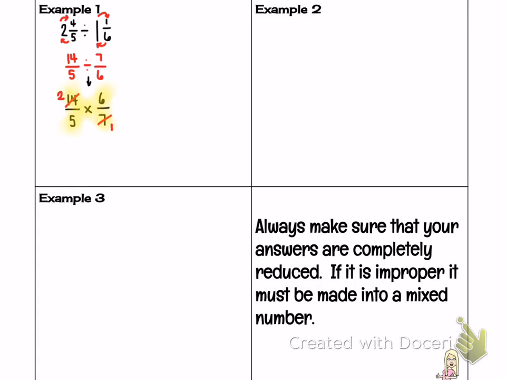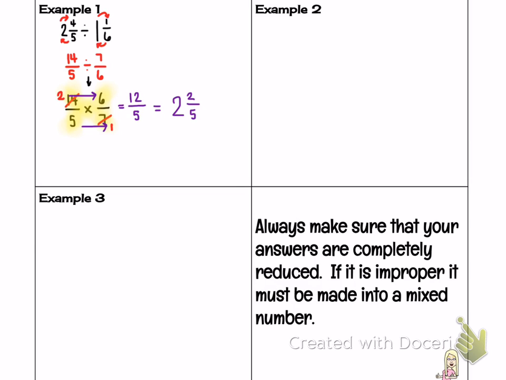I take 2 times 6. That equals 12. And I take 5 times 1. That equals 5. So I have 12/5, and then I need to make sure that it's completely simplified or change it to a mixed number. And this is improper, so I do need to change it. 5 goes into 12 2 whole times. That's 10. I have 2 left over out of 5.